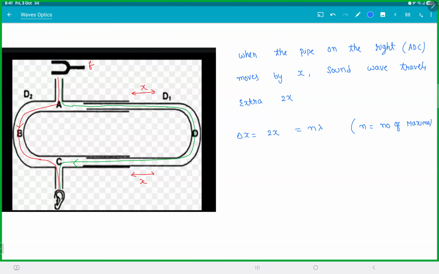So basically, let's say initially both are the same distance. You will get a maxima. If you pull it, then what will happen? Sound will decrease, then again increase. Sound will increase and decrease. So the question would be like this. When it is pulled by 2 meters, the person hears a 10 times maximum sound. That means it's the 10th maxima. So from here we get lambda is equal to 2x by n. Speed of sound is f lambda. That's it, that was the experiment.